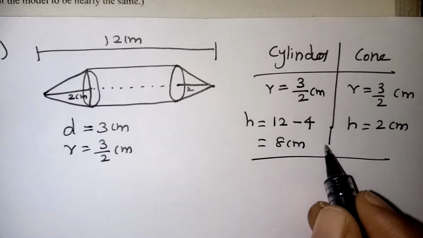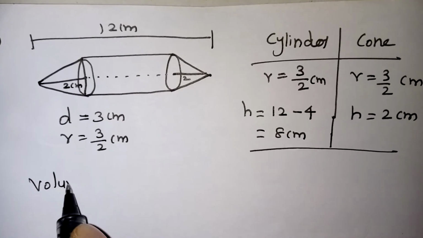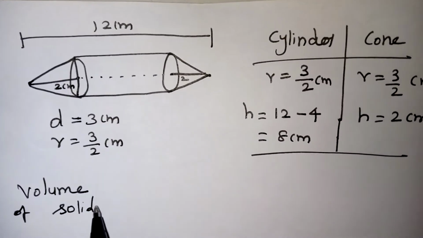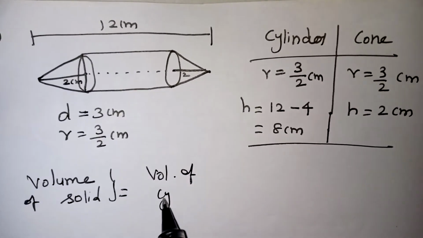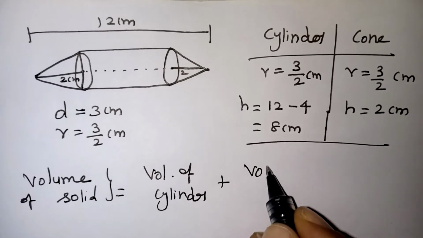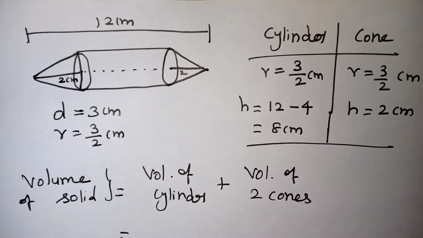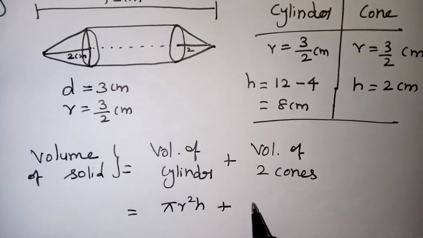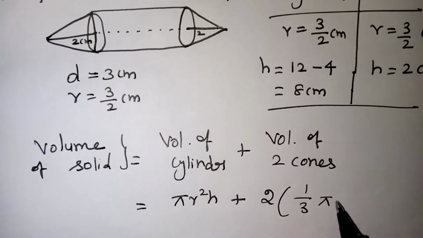Now we have written clearly. Now let's start the problem. Our question is volume of the air contained. So volume of the solid we can write, which is equal to volume of the cylinder plus volume of the two cones, because we have two cones. So volume of two cones we can write it. Now let's take the formula for cylinder, pi r squared h plus two cones. So 2 into 1/3 pi r squared h.